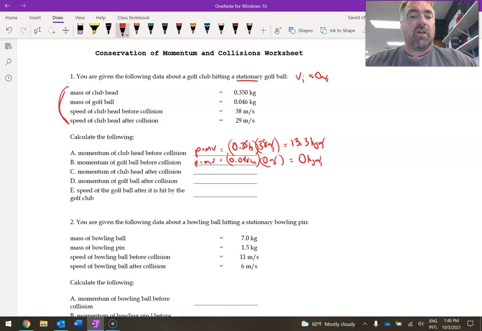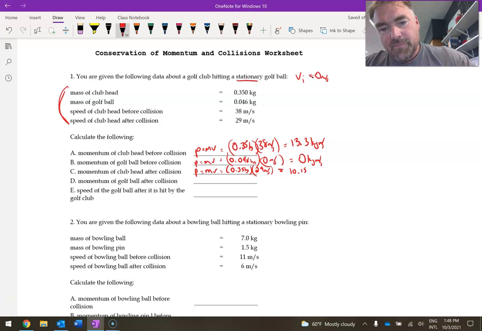We want to find the momentum of the club head after the collision. Again, momentum is mass times velocity. We know the mass of the club head is 0.35 kilograms, and we know the velocity after is 29 meters per second. So it's slowed down a little bit, transferring some of its momentum to the golf ball. And that's going to give us a total of 10.15 kilogram meters per second.